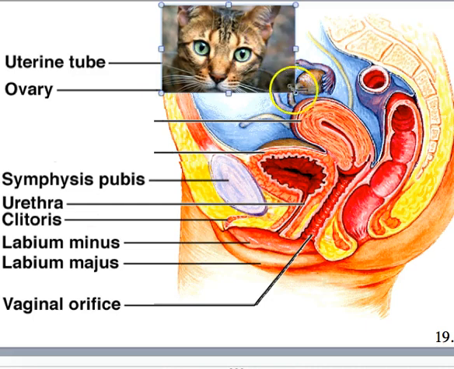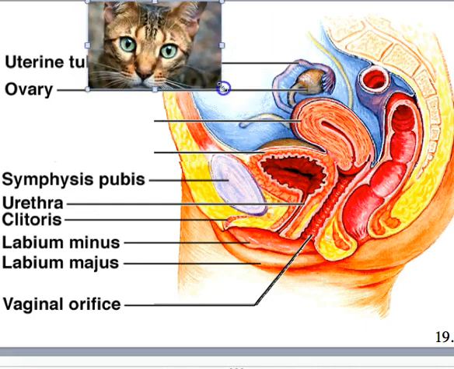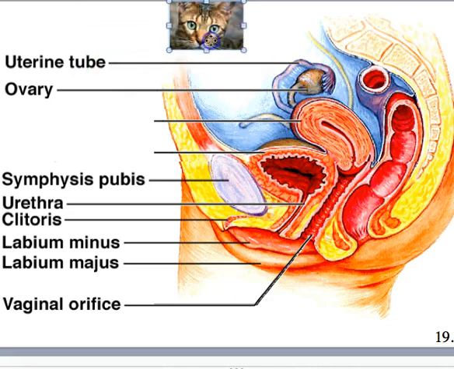Let's look at the cross-section of the female reproductive system. All right, so again, cross-section. What's happening? Here is the bladder. Here is the uterus, and you can tell it's the uterus because the fallopian tubes come off of it and attach to the ovaries. The bladder does not.